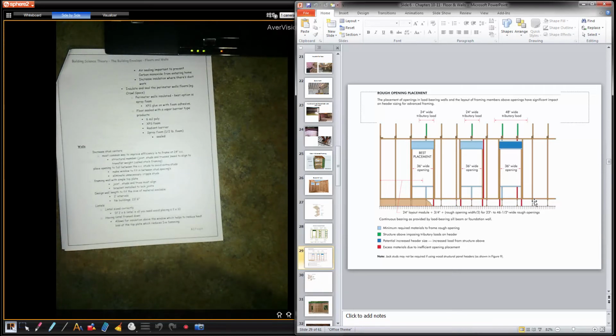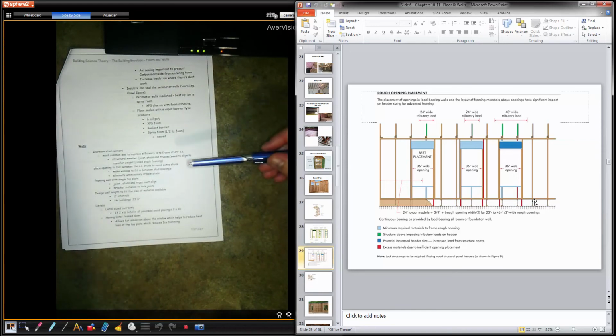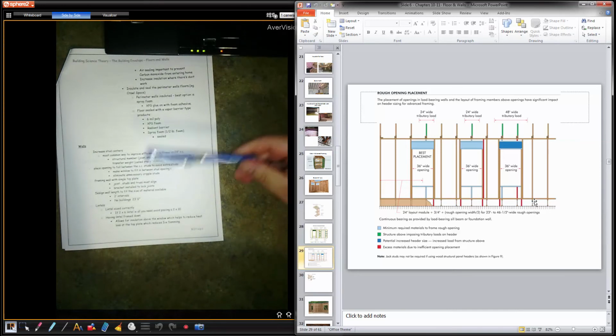Lintel size correctly, so if a 2x6 lintel is all you need, avoid placing a 2x10. So I know in the first semester, my brain is set up for speed whenever you're talking about framing, so I kind of do the opposite, right? I use 2x10 everywhere. But that's not energy efficient. It's energy efficient when you're putting the minimum size lintel, so I can then get more insulation. But the problem is it's more work.